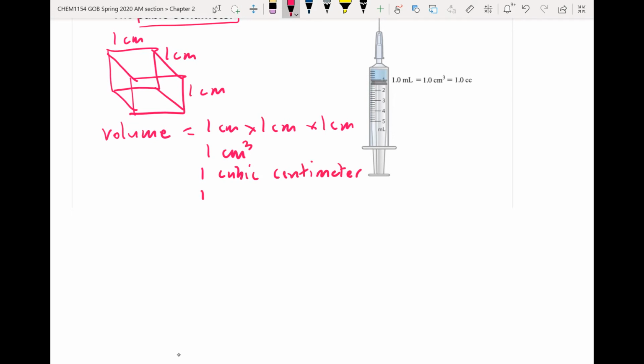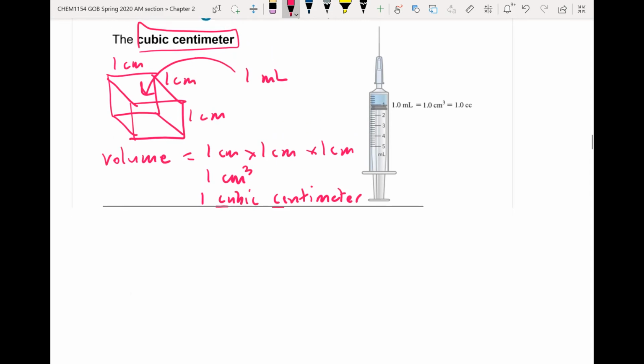Which is often abbreviated as 1 cc. Right, that's where the abbreviation cc comes from. And if you take that cube and you fill it with some sort of a liquid, what you find is that the volume that the cube contains is actually equal to 1 milliliter. So there's an equality now between a unit of length, centimeter, and an actual unit of volume, milliliter.